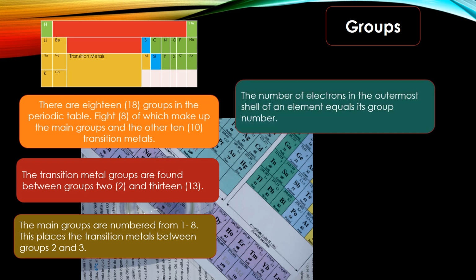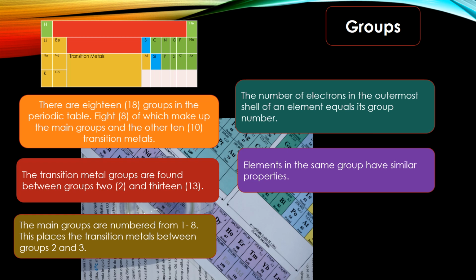Following this numbering as well, the number of electrons in the outermost shell of an element will be equal to the group the element belongs to. So members of group 1 will have 1 electron in the outermost shell, and members of group 6 will have 6 electrons in their outermost shell. For instance, phosphorus is in group 5. Phosphorus has 5 electrons in its outermost shell.